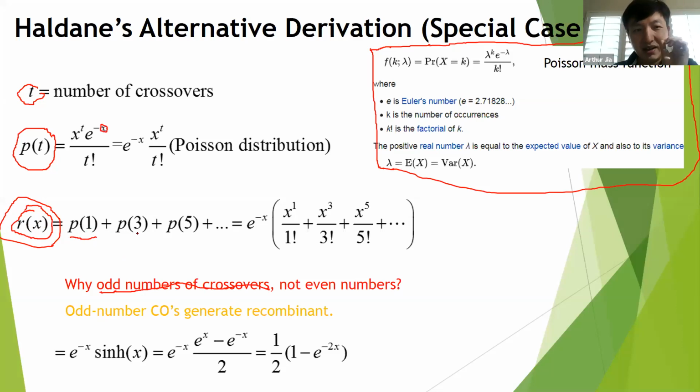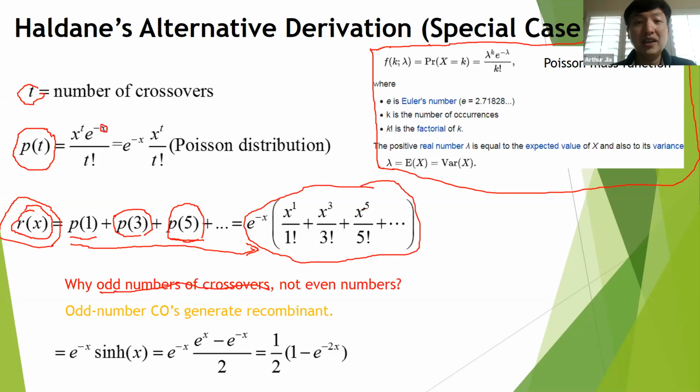If there's a single crossing over, you're going to see the recombination, right? If there are 3 crossing overs occurring in this region, you will also see the recombination. So we have to add up these 2 probabilities and so on. If there are 5, which is very rare but possible, you also can see the recombination in this region. So we add up all these probabilities together, which is equal to this.